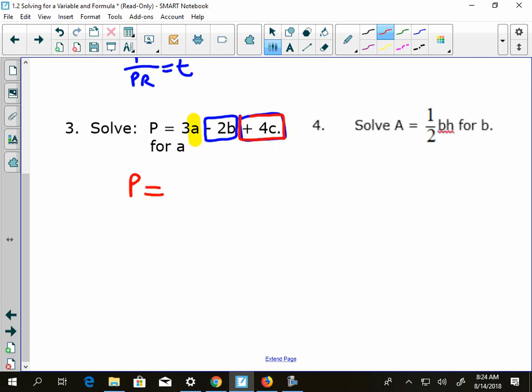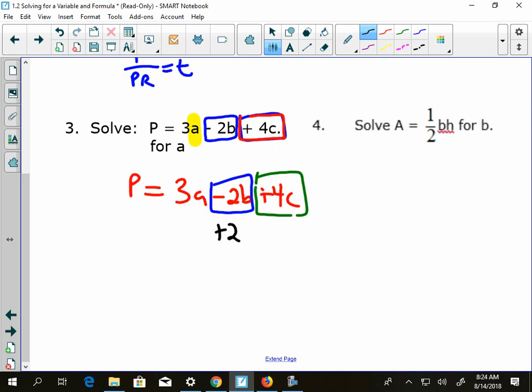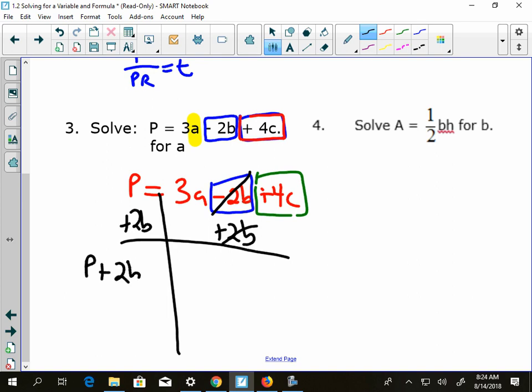I'm going to rewrite this. P equals 3a minus 2b plus 4c. So I have to move this 2b, and I have to move this plus 4c. So I'm going to add 2b to both sides. This cancels. Can I add 1p to 2b? No, they don't have the same letter. You can only combine if the letters are the same. P plus 2b equals 3a plus 4c.